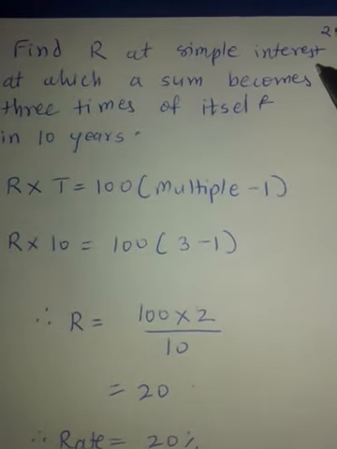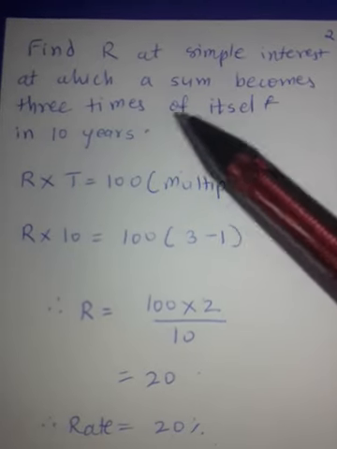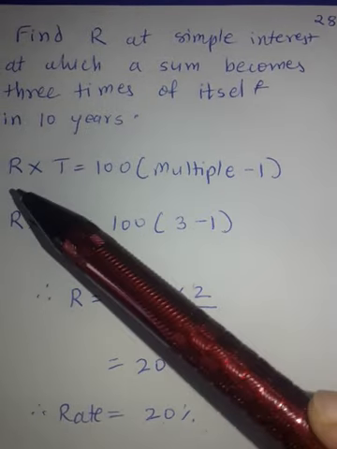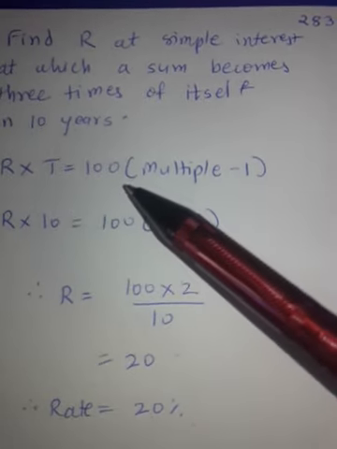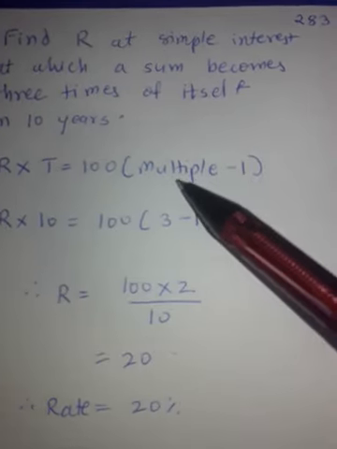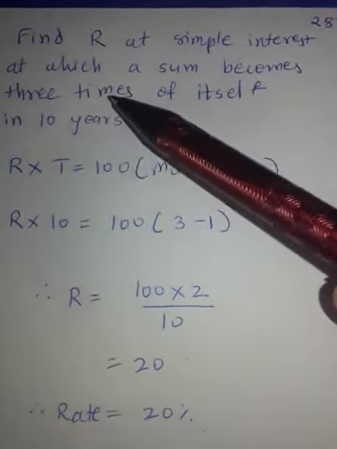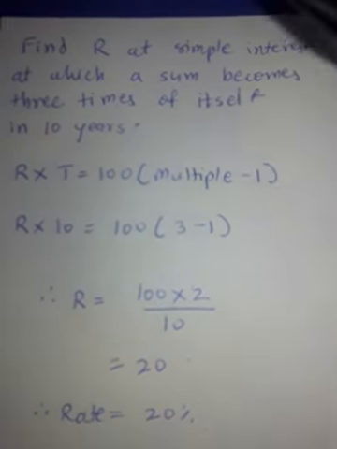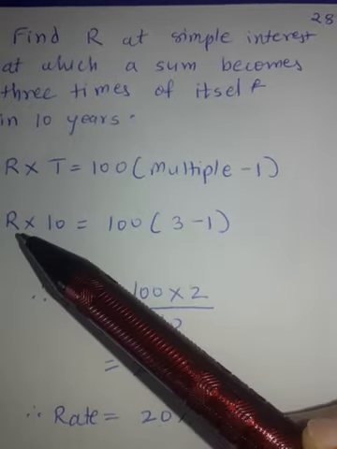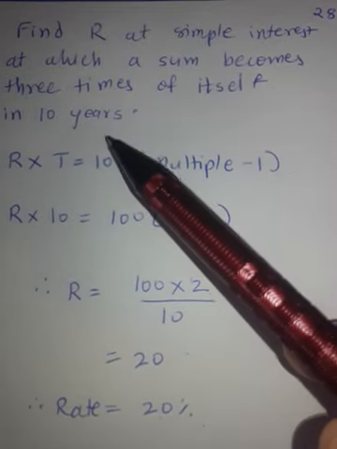Find R at simple interest at which a sum becomes 3 times itself in 10 years. For this type of example, there is a straight formula. R into T is equal to 100 in the bracket M minus 1. M means multiple. What is the meaning of this multiple? What are they saying? A sum becomes 3 times. So M is 3 here. 3 times, 3 multiples. So M is 3. So let's substitute everything here. R is unknown. That is the question. Time is given to us, 10 years.